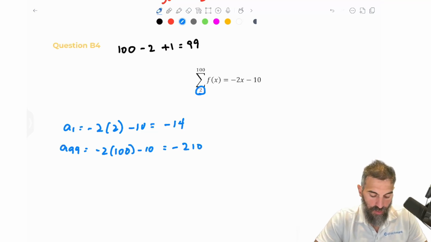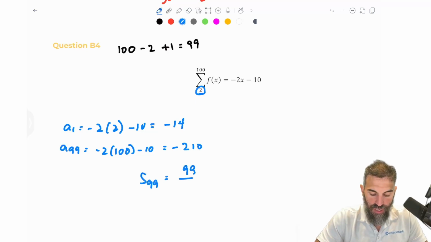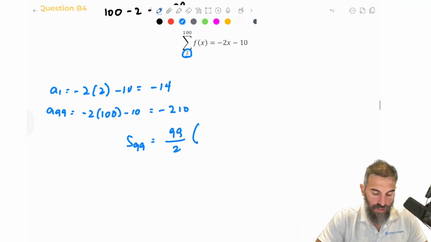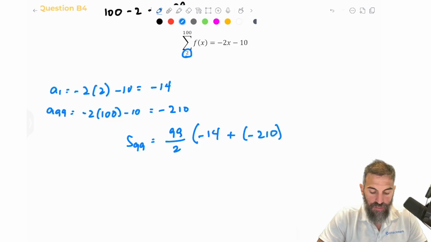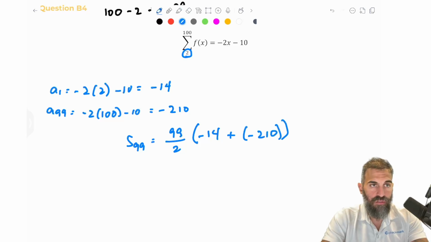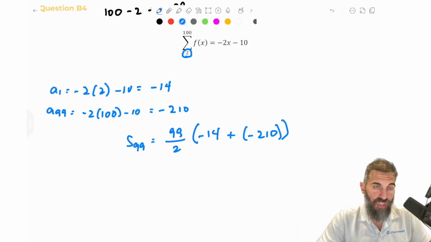And then you follow the formula. If you want to find the sum of those 99 terms, it's 99, that's your n, over 2. I'm following this formula here: first term plus last term. Careful with your negatives here, make sure you respect them. And that's it. So 99 over 2 times negative 14 plus minus is just a minus, so minus 210, negative 11,088.